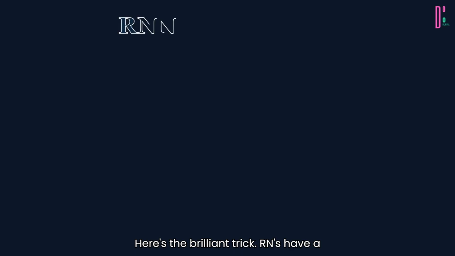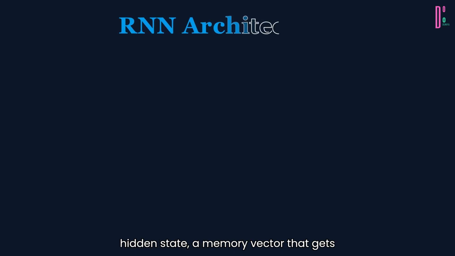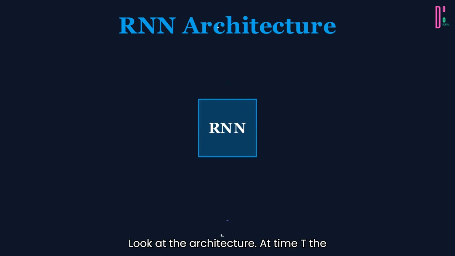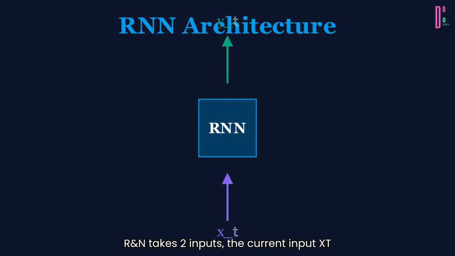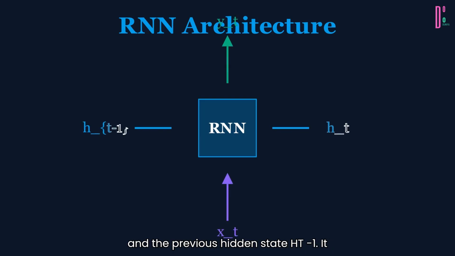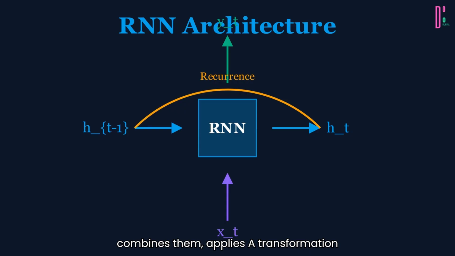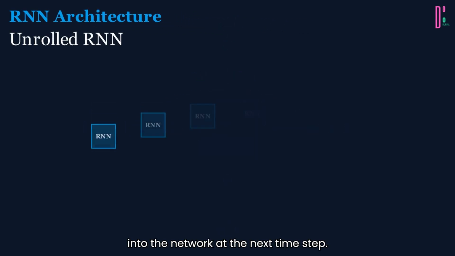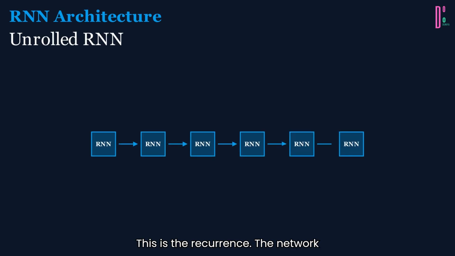Here's the brilliant trick. RNNs have a hidden state, a memory vector that gets passed from one time step to the next. Look at the architecture. At time t, the RNN takes two inputs, the current input xt and the previous hidden state ht-1. It combines them, applies a transformation, and produces two outputs, the current output yt and a new hidden state ht. That new hidden state gets fed back into the network at the next time step. This is the recurrence. The network literally connects to its own past.